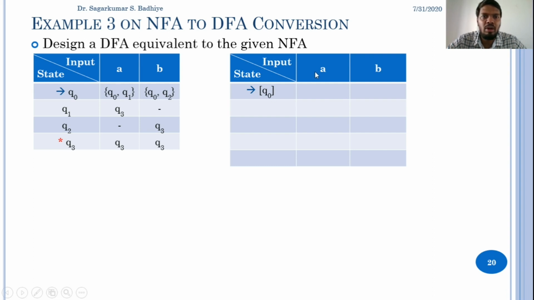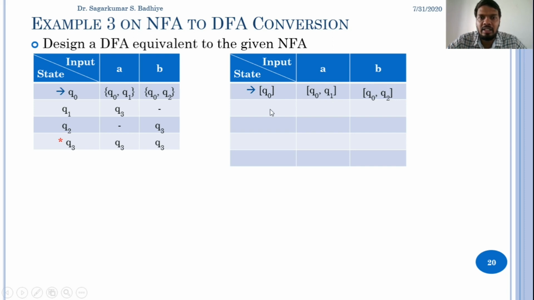So Q0 on A in case of DFA goes to a new state Q0 Q1, whereas Q0 on B in case of NFA goes to either Q0 or Q2. So we again merge these two states in the DFA to form a new state Q0 Q2, right? Then the next state in the DFA will be the new state which is obtained in the next state column. So here the next state is Q0 Q1.